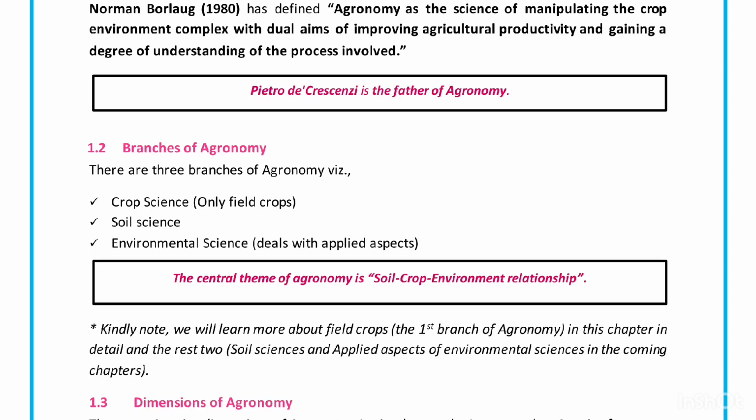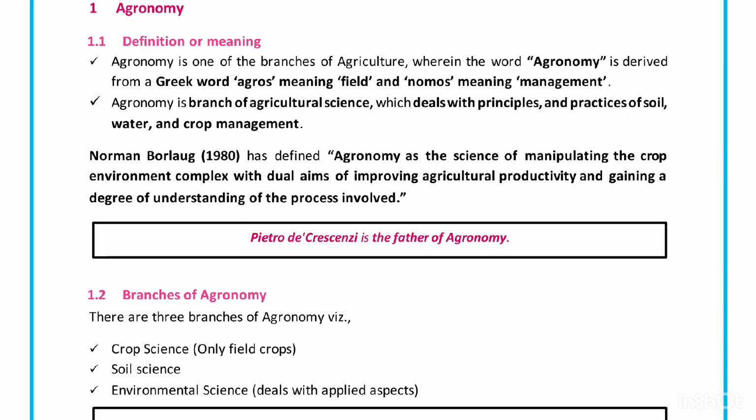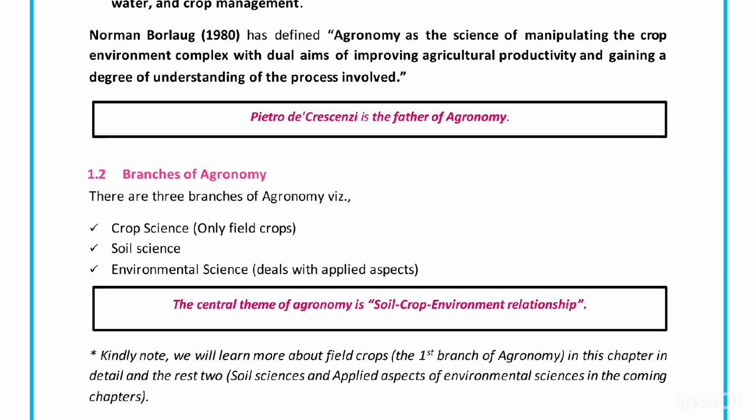In the definition part, we learned that it is the principles and practices of soils, water and crop management, where these principles and practices are derived from the different branches of agronomy, that is, sciences dealing with crop, dealing with soil and dealing with environment, and their study is combinedly taken into the branch of agriculture that is agronomy.